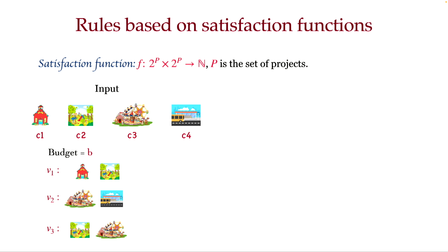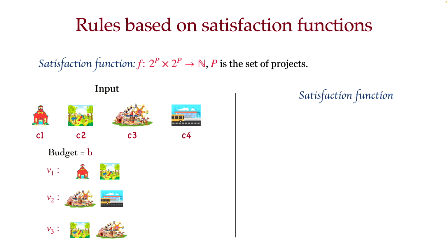Let us say this is our input. We have some set of projects, some cost for every project, we have some budget, and these are approval sets. V1 approves, what is this? School and park. V2 approves another park and bus stop. V3 approves both the parks. So, this is our approval score.